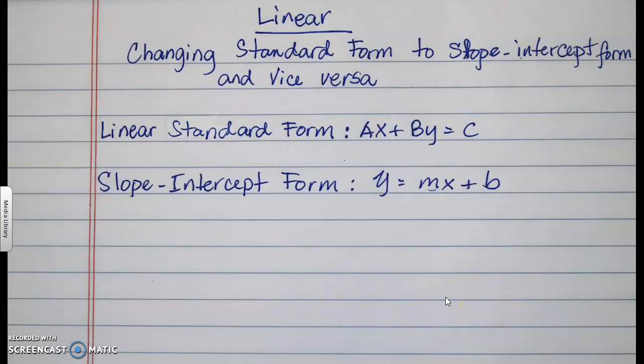Our discussion for the day is going to be on linear equations, changing the standard form to slope-intercept form and vice versa. So the linear standard form is in the form of ax plus by equals c, and the slope-intercept form is in the form of y equals mx plus b.